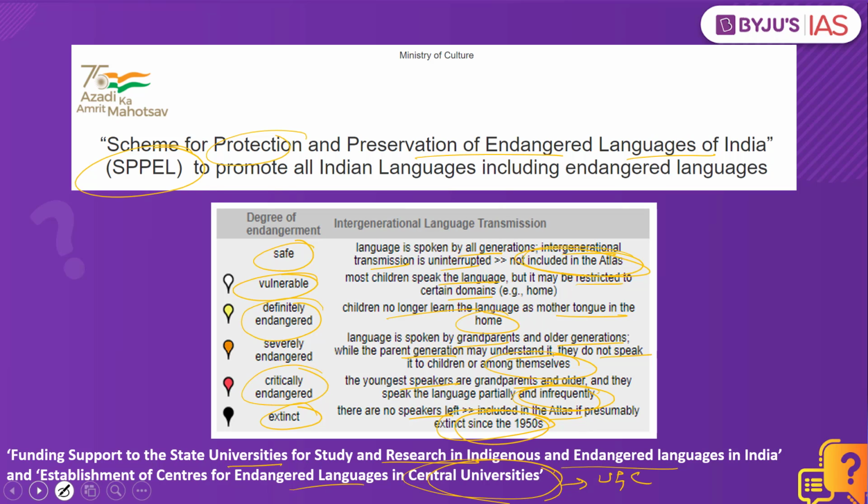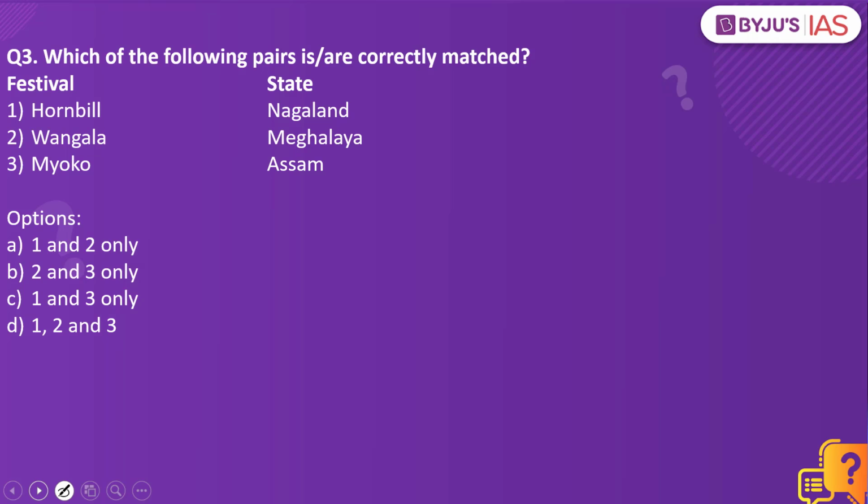Now let's look into the next practice question. Which of the following pairs are correctly matched? We have the festival on one side, the state it is celebrated in on the other side. Hornbill, Nagaland; Wangala, Meghalaya; Mayoko, Assam. The answer to this is 1 and 2 only.